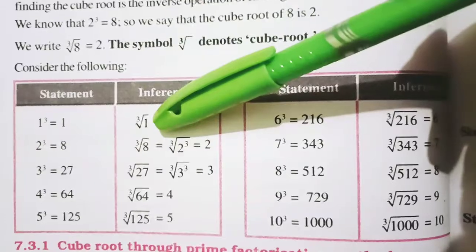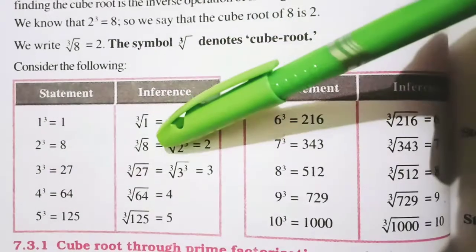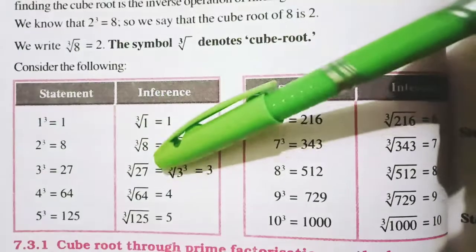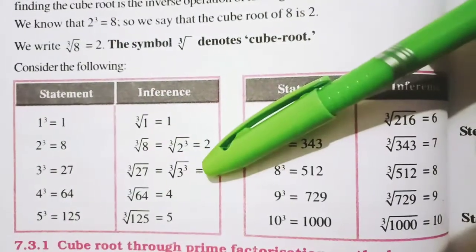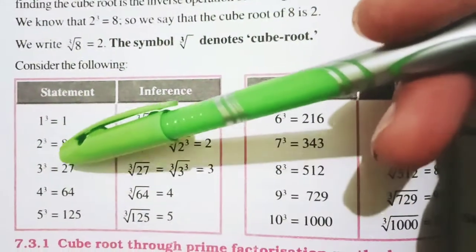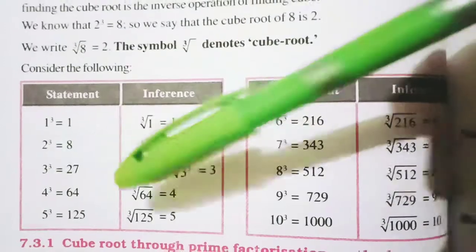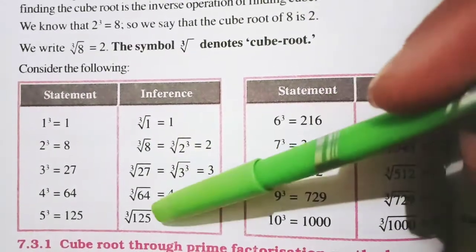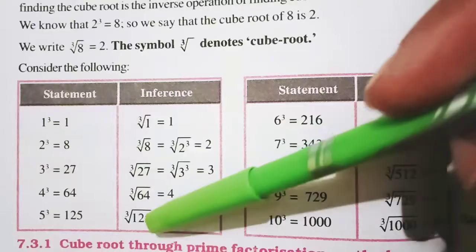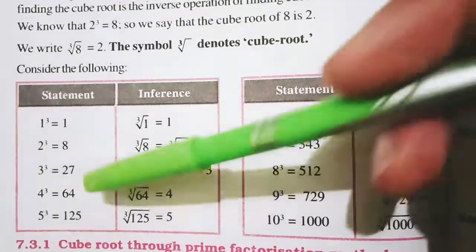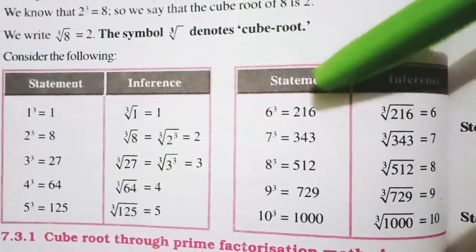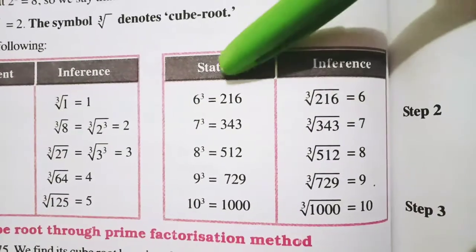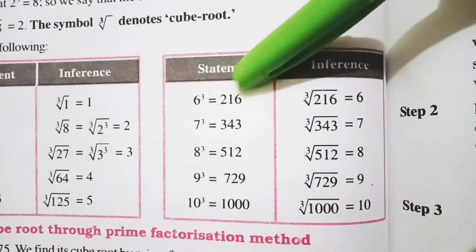So cube root of 1 is 1, cube root of 8 is 2, because 2 cube is 8. Cube root of 27 is 3, because when you do the cube of 3, it is 27. Cube root of 64 is 4. Cube root of 125 is 5, so 125 is coming from the cube of 5. Cube root of 216 is 6, because 6 cube is 216.